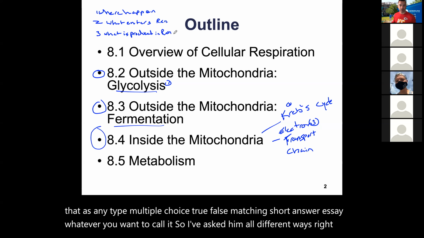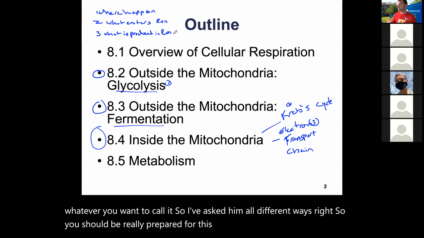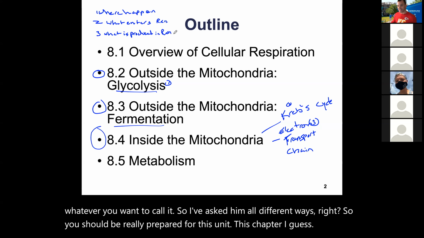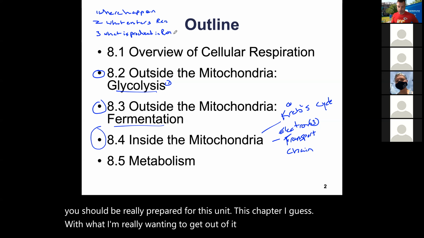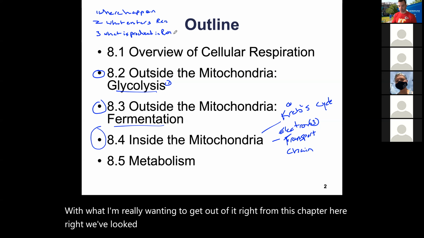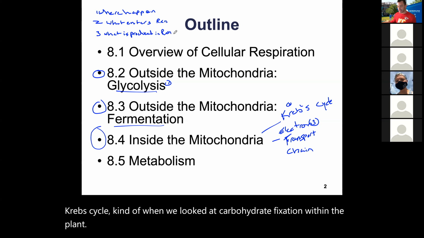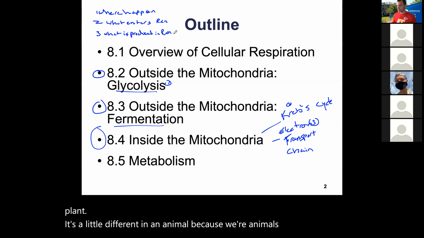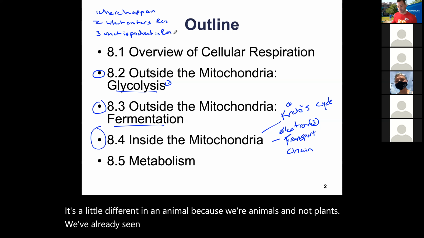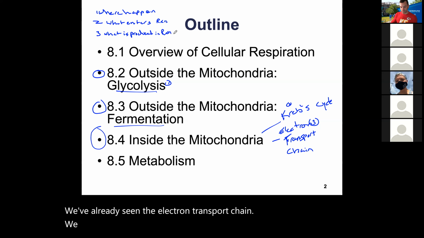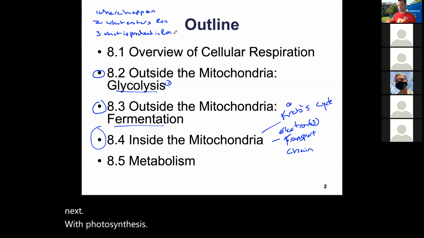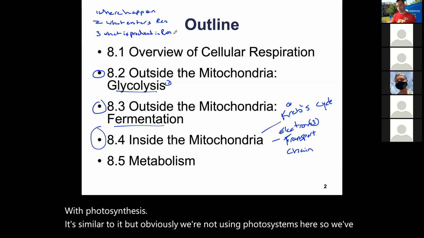So you should be really prepared for this unit, or this chapter, I guess, with what I'm really wanting to get out of it, all right, from this chapter here, all right? We've looked at Krebs cycle, kind of, when we looked at carbohydrate fixation within the plant. It's a little different in an animal because we're animals and not plants. We've already seen the electron transport chain. We saw it as this way of passing electrons from one photosystem to the next with photosynthesis. It's similar to it, but obviously we're not using photosystems here. So we've already seen or hinted at some of this stuff.